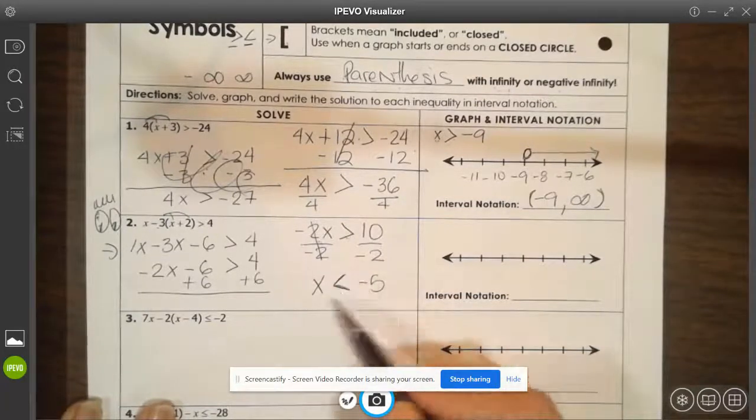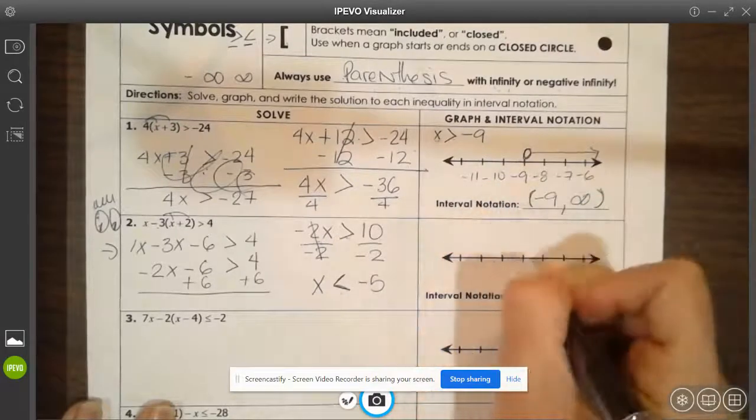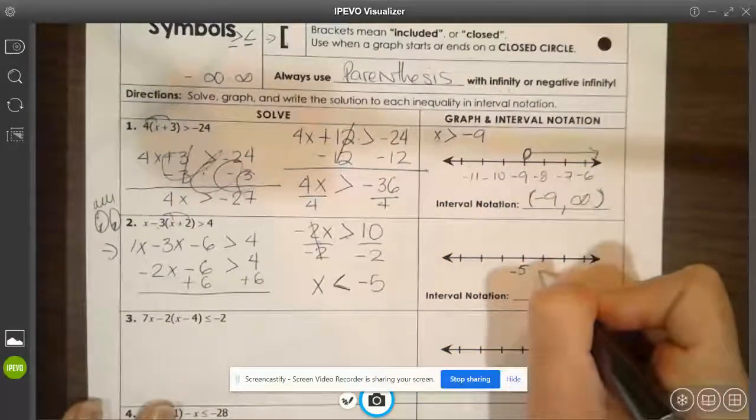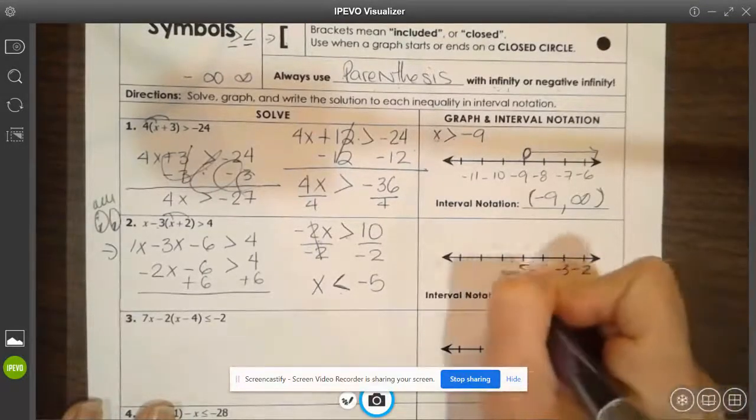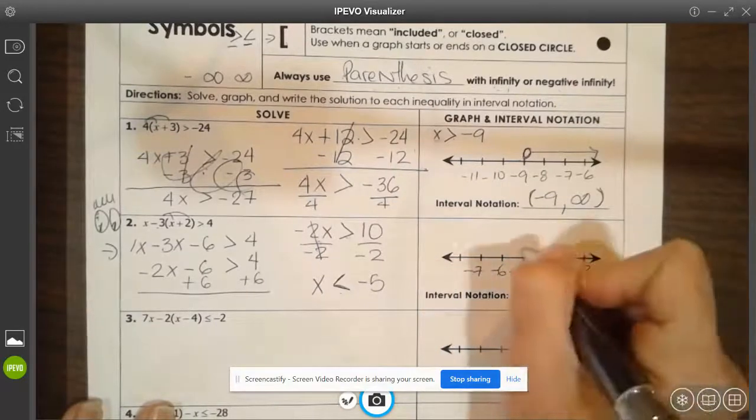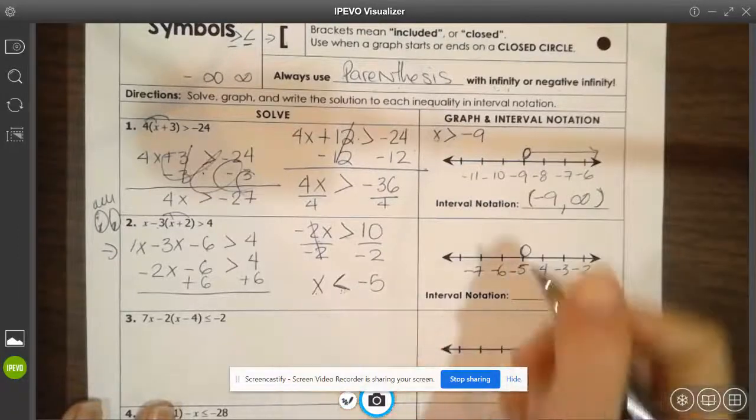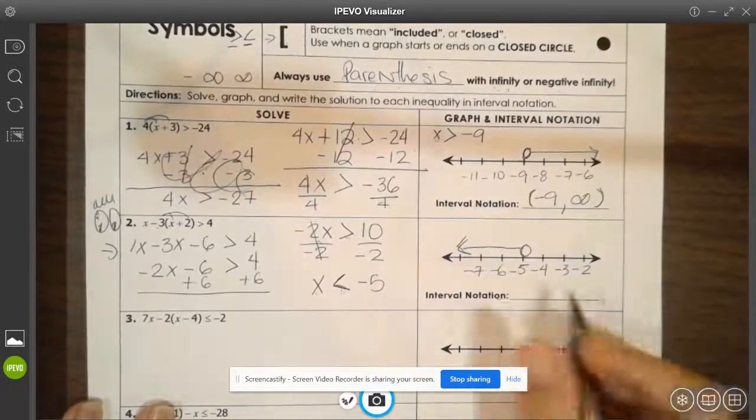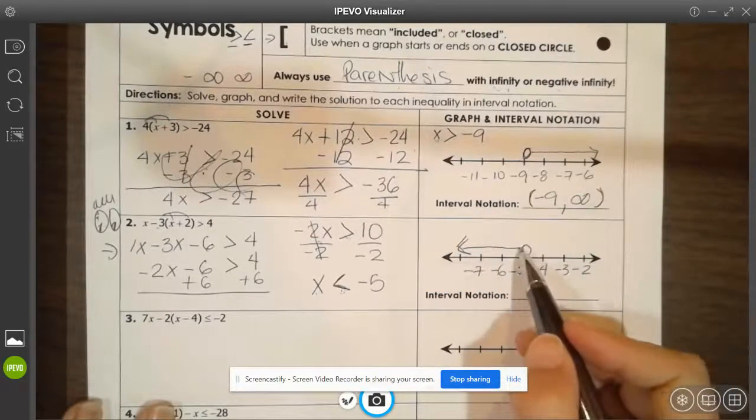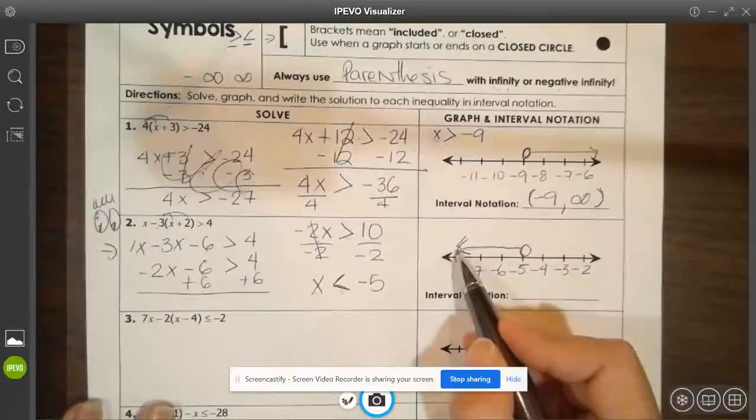Now this does not have an equal sign, so it's just an open circle here. So we're going to just write negative 5. Anything to this side is greater than, right? So that's negative 4, negative 3, negative 2, and to the other side, negative 6, negative 7, and then open the circle. And then x is going to be everything less than negative 5. So it's going to go this way. The open circle is right on the negative 5, and x is all numbers less than negative 5.